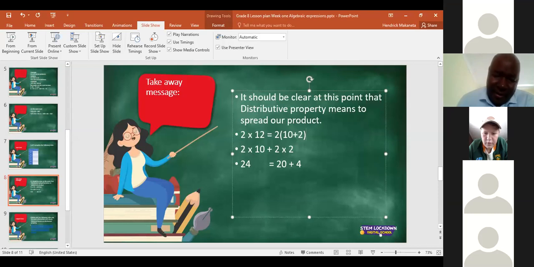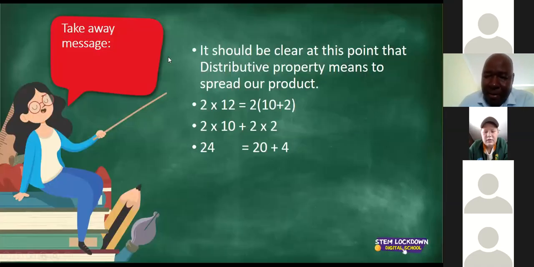And of course, the next step is to now break your bracket. So 2 times 10 plus 2 times 2. And of course, 2 times 10 is 20, plus 2 times 2 is 4. And when you add 20 and 4 together, you get 24. Does it make sense? Yes. Can we proceed?